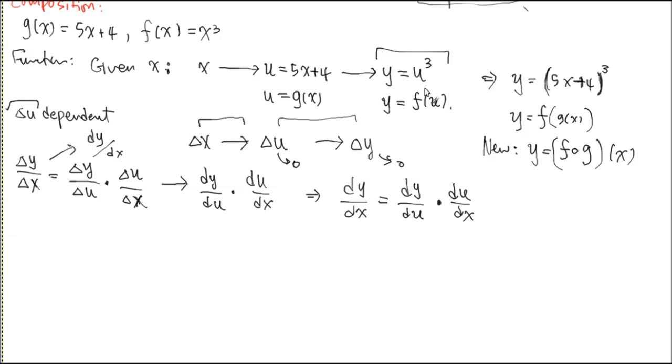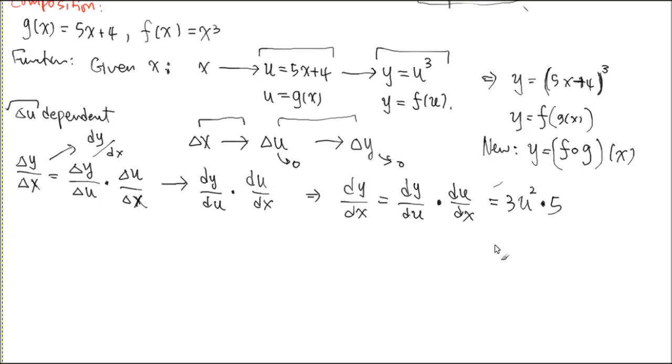All right, let's calculate dy/du. You see y as a function of u? What is dy/du? 3u squared, isn't that right? Y as a function of u, the derivative with respect to u is 3u squared. Correct? How about u as a function of x? Where is that formula? It's right there, u as a function of x. What is du/dx? 5. Boom. The d is gone, right?